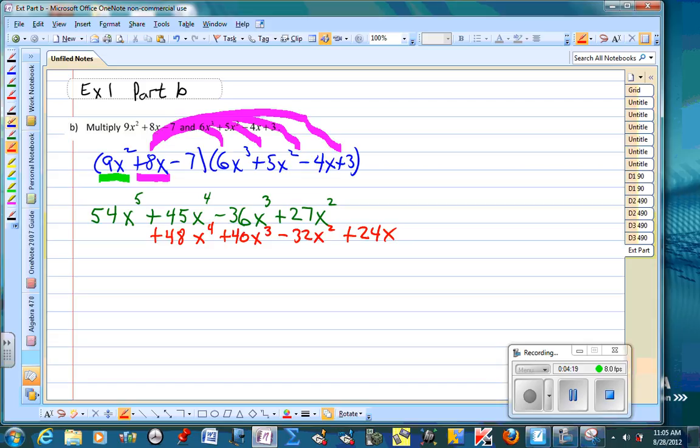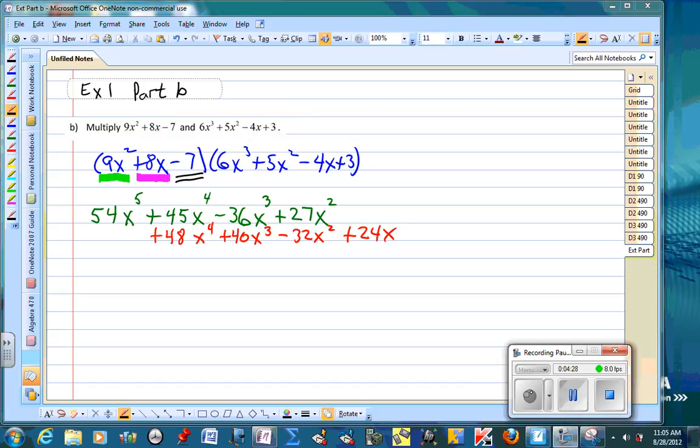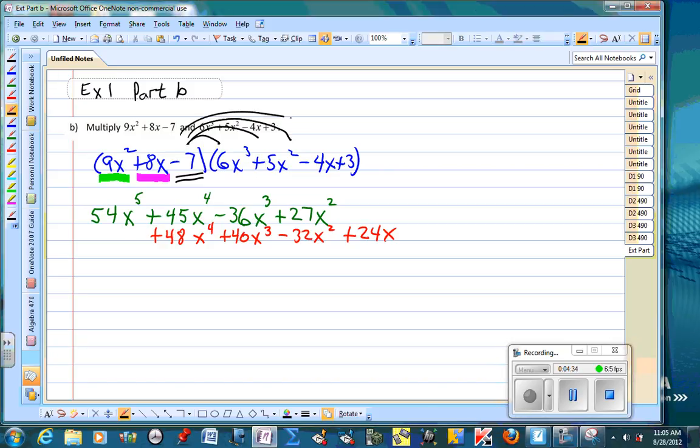Now we have one more term to distribute, and that's this negative 7. So we're going to multiply negative 7 by each term in this other quantity. Negative 7 times 6x cubed, negative 42x cubed. Negative 7 times 5x squared, negative 35x squared. Negative 7 times negative 4x is plus 28x. And negative 7 times 3 is negative 21.